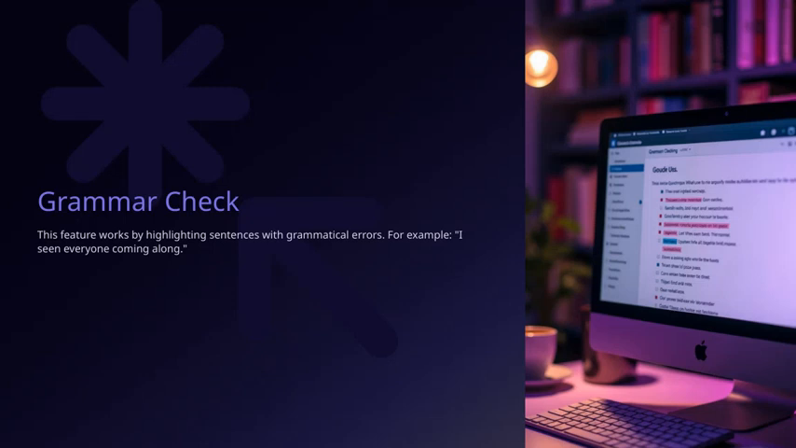Now, let's talk about the grammar check feature. Essentially, this tool helps us spot sentences that might have grammatical errors by highlighting them. For example, if I write, "I seen everyone coming along," the system will flag this as incorrect. This way, it guides us to correct mistakes before they slip into our final work.